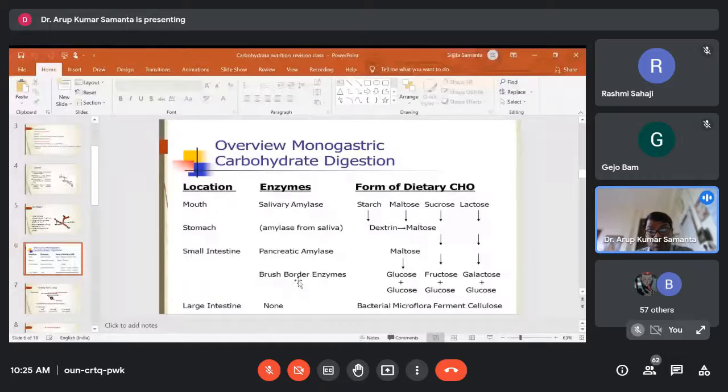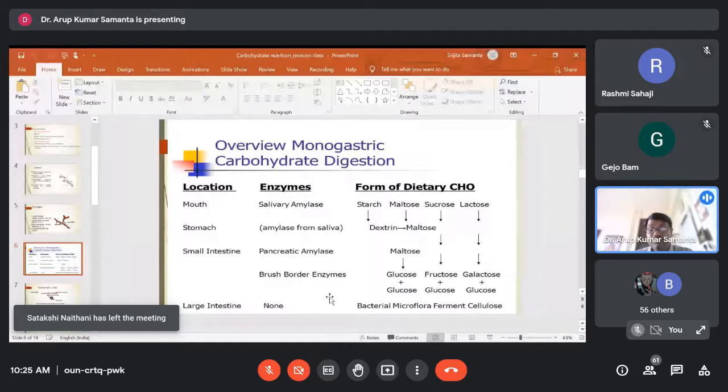Suppose I am talking about sucrase, it can digest sucrose. Lactase can digest lactose, and maltase can digest maltose. All these enzymes, sucrase, maltase, lactase, are there in the small intestine in the brush border. In the large intestine, there is no enzyme secreted by the mammals, but there are some bacterial populations, that is, microbial populations, and they can digest the carbohydrate which is structural in nature, the structural polysaccharides.